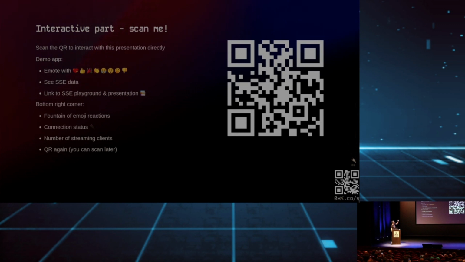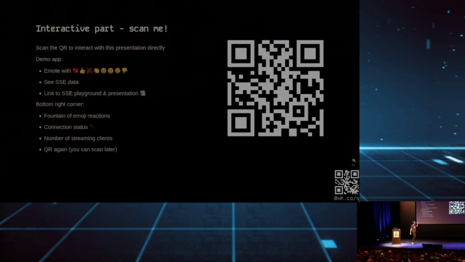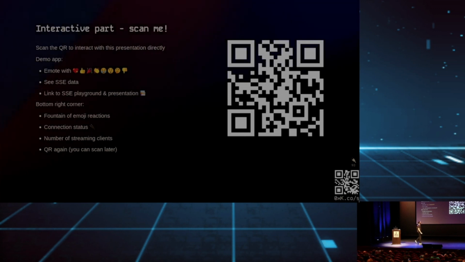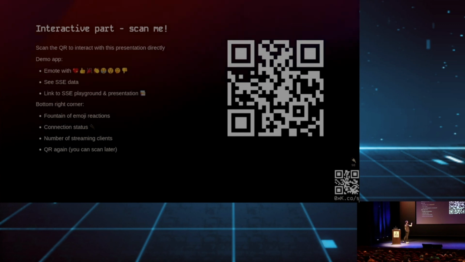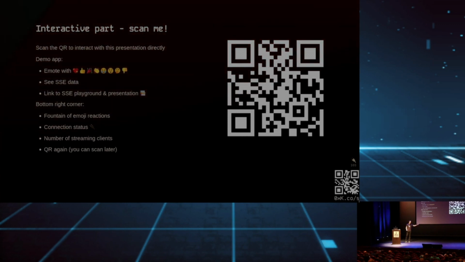And then in the bottom right corner, as you'll see, there's going to be a fountain of emoji reactions as you come along. Is there really 93 of you already? If you crash my server, round of beers on me. So the connection status is the plug. The number of streaming clients is the number under the plug. And the QR is going to stay there if you need to scan it later. So if someone wakes up next to you and is like, what's with all the poop emoji? You can tell him to scan. He can send his own.